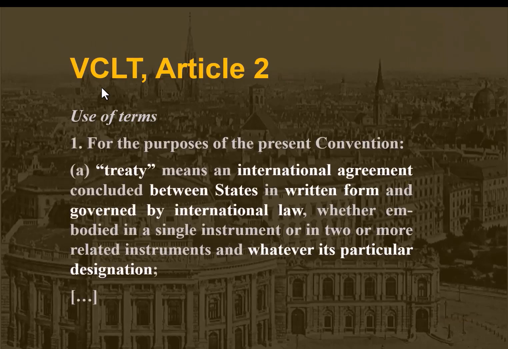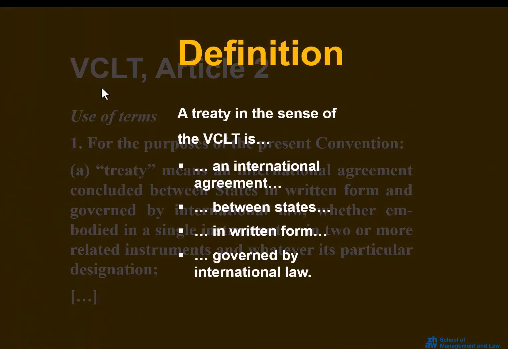Article 2, paragraph 1a states that for the purposes of the present convention, treaty means an international agreement concluded between states in written form and governed by international law, whether embodied in a single instrument or in two or more related instruments, and whatever its particular designation. As we can see, there are four elements that define a treaty in the sense of the VCLT. We need an international agreement that has been made between states, that has been put into written form, and that is governed by international law.